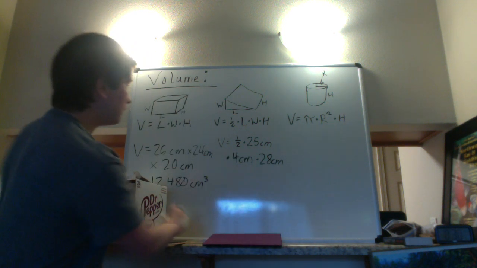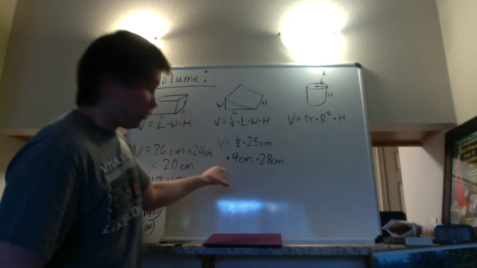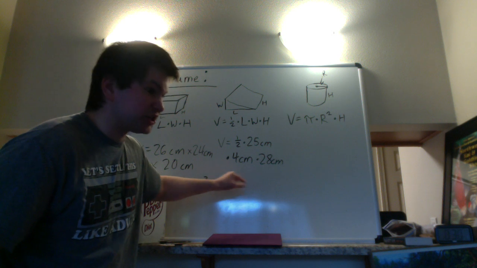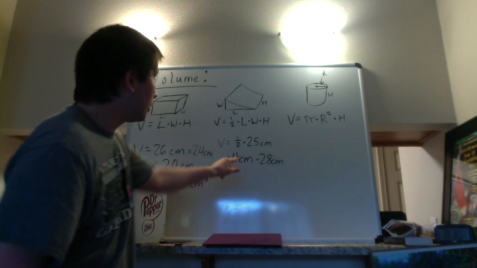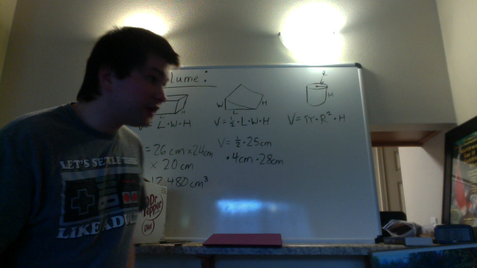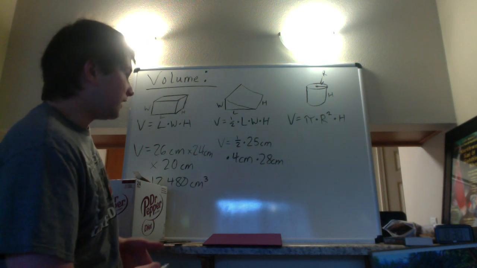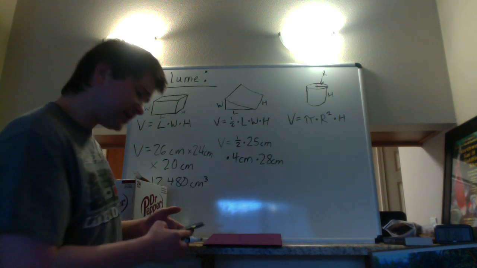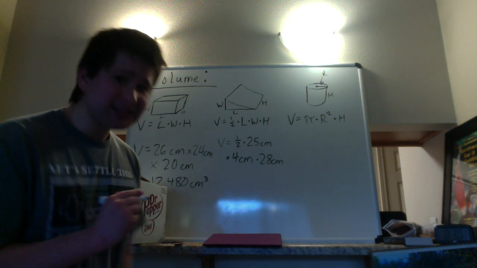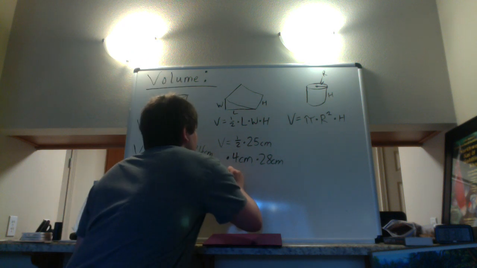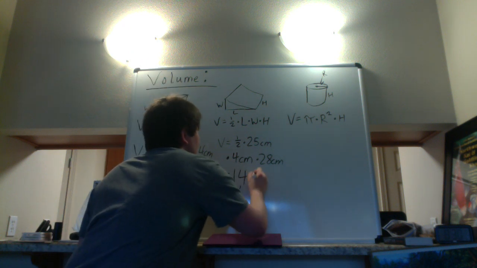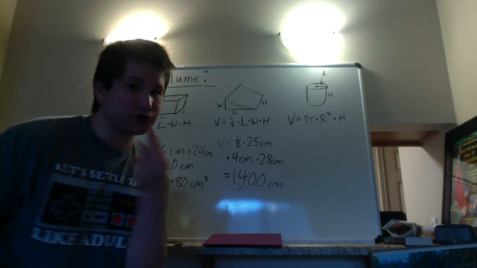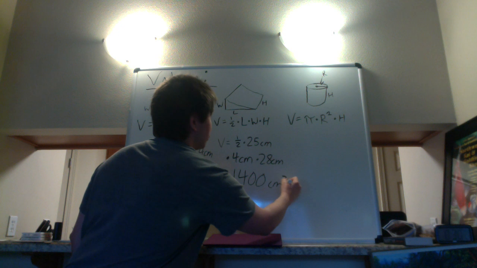All right, let's see if I can do this without using a calculator. I know 25 times 4 is 100, because like 4 quarters make a whole dollar. I know that half of 100 is 50. Ooh, 50 times 28. I think I'm going to have to go to the calculator on that one. 50 times 28, I think it's going to be 1,400. And it is 1,400. So that equals 1,400 centimeters. And we multiplied centimeters 3 times for volume, so it's going to be centimeters cubed.